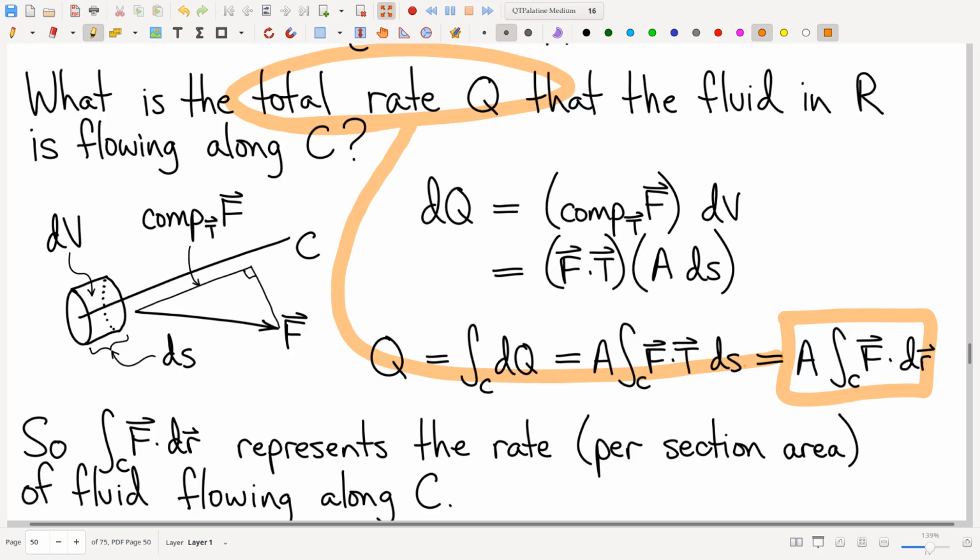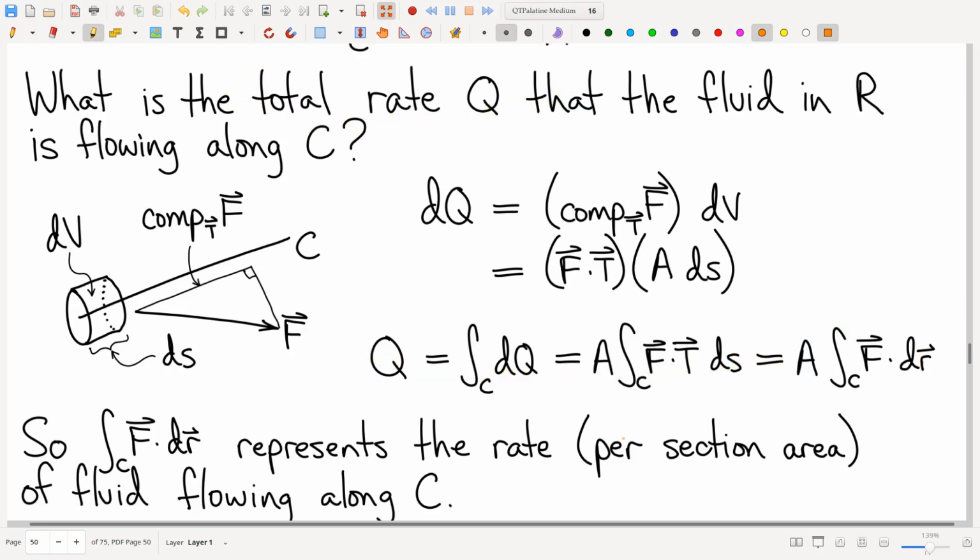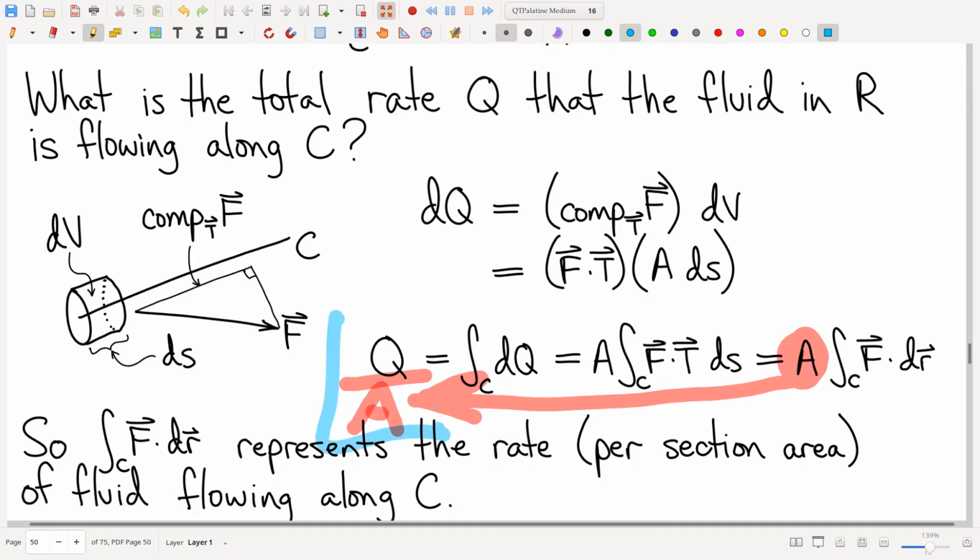The line integral that we're interested in has showed up as part of the answer to this question. So with that in mind, I'm going to rephrase the question. Let's look at this little piece of area here. Let's divide that over to here. We're going to change the question then to the combined extent that the fluid is flowing along the curve per unit area. Divided by area means per unit area.